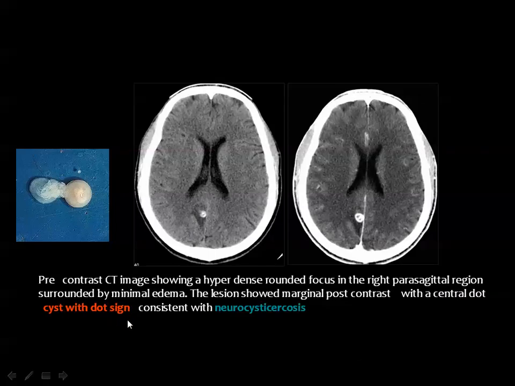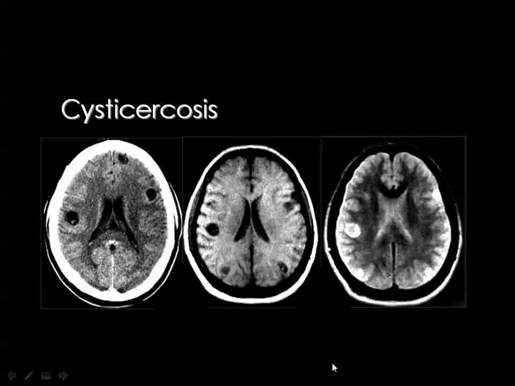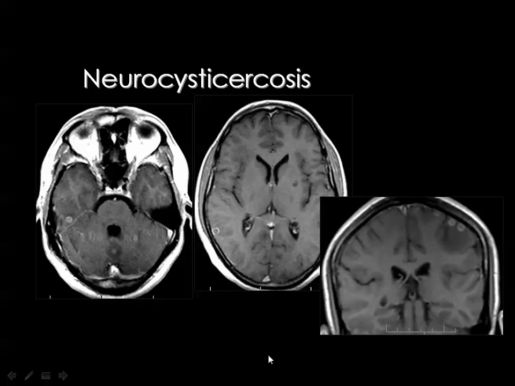And this is the cyst with the dot sign, cysticercosis, CT without contrast and CT with contrast, and you see the marginal enhancement and you see the dot inside. If you do not see the dot inside, you cannot diagnose this as cysticercosis, and you may diagnose this as tuberculoma. And here is cysticercosis with the cyst and dot sign in the CT, and the cyst and dot sign in the MRI, which is very clearly seen in the T1 and FLAIR weighted images. And this is a patient with lesions where you may be able to see the cyst and dot sign somewhere, like this one. Then you go to the diagnosis of cysticercosis.